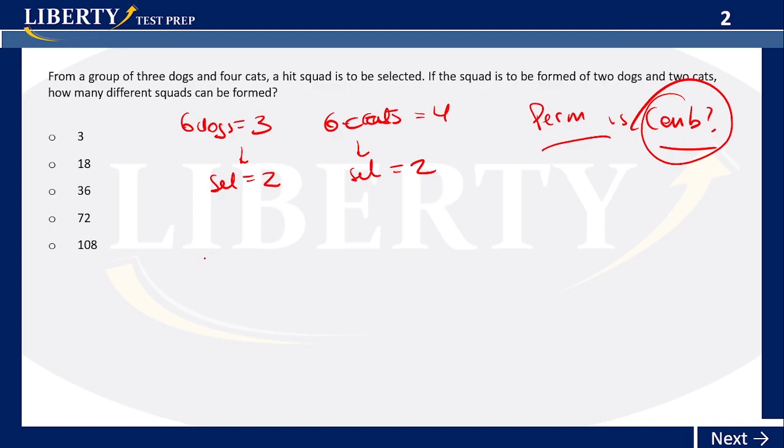So combination, choosing 2 dogs out of a group of 3. Times. Why times? Because they're saying and. Okay. Whenever they have and, it's multiplication. If they had or, that would be an addition. Okay. But in this case, we're multiplying. So this combinatoric, and here we have selection of 2, group of 4.